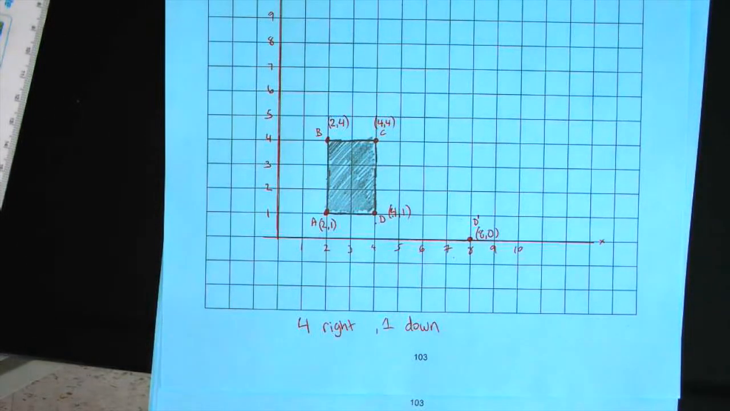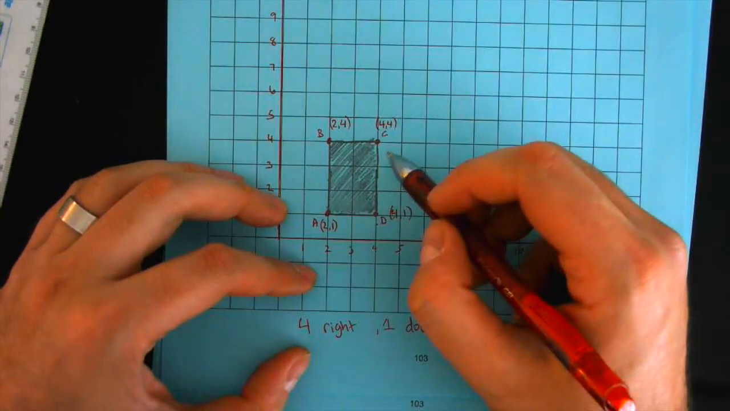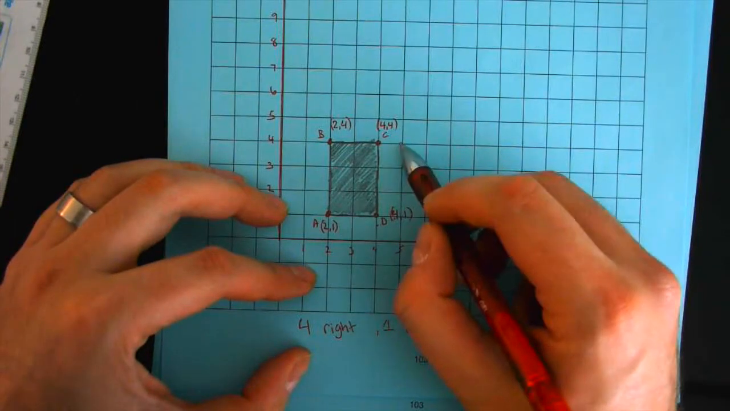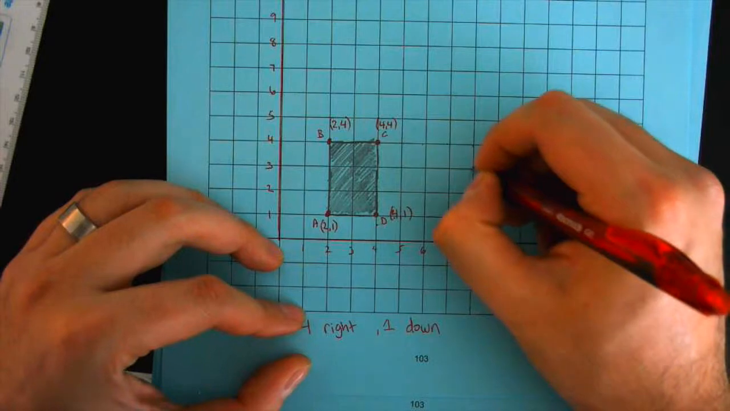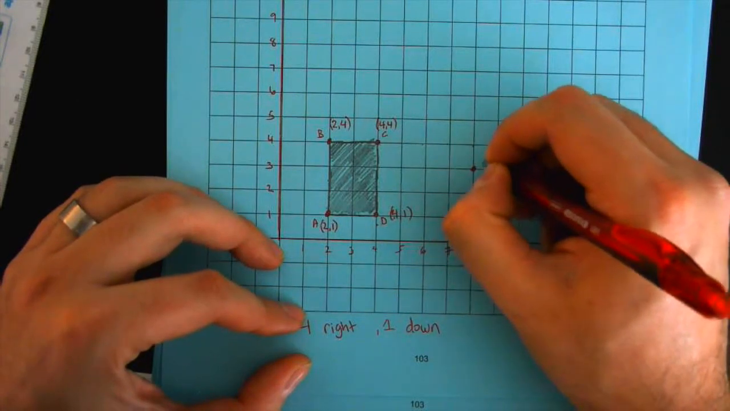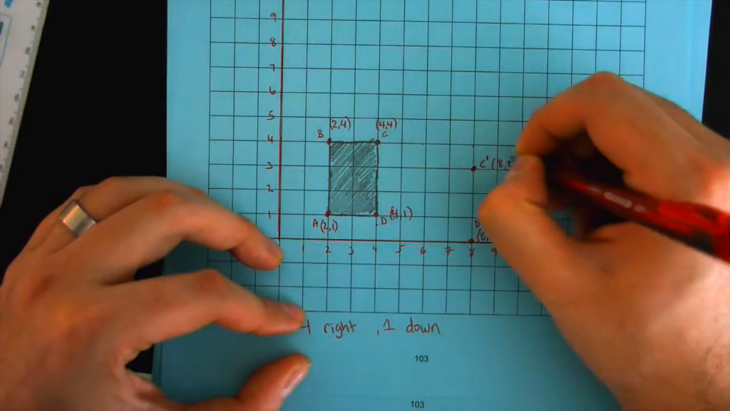So let's move point C. What are point C's new coordinates? It'll be called C prime, by the way. Miguel. Its new coordinates would be 8, 3. Let's confirm that. He says 8, 3. 1, 2, 3, 4, and 1 down: 8, 3. He is correct. So C prime is 8, 3.